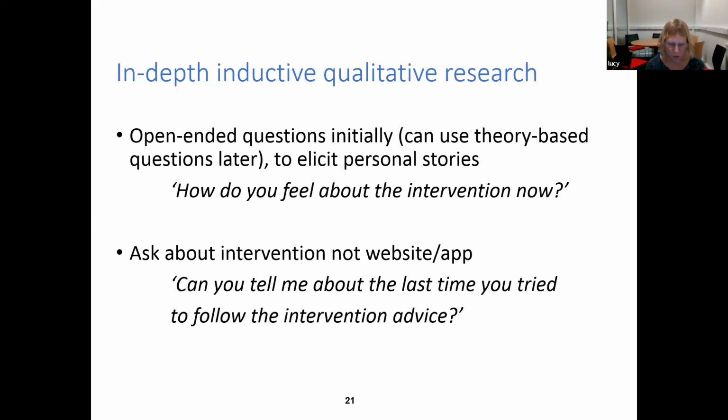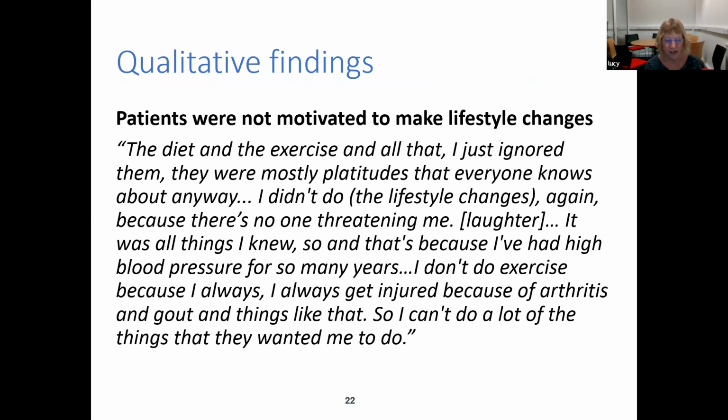So we would say something more like, can you tell me all about the last time you tried to follow the intervention advice? And then you find out all about the feasibility barriers and so on, and the motivation barriers and the self-confidence barriers and so on, without having to prompt. So what we found out was that there was absolutely no motivation to make lifestyle changes, and people just said, the diet and the exercise and all that, I just ignored it. It's mostly platitudes that everybody knows about anyway.